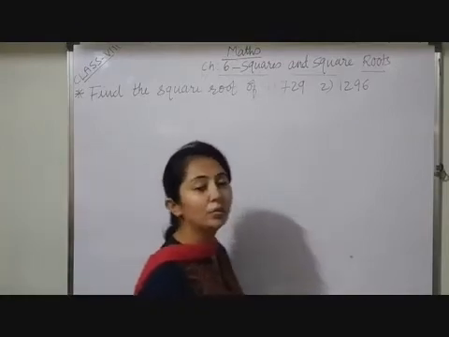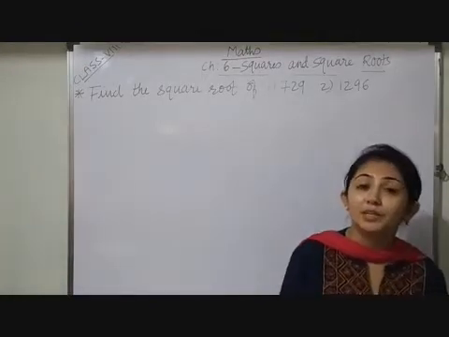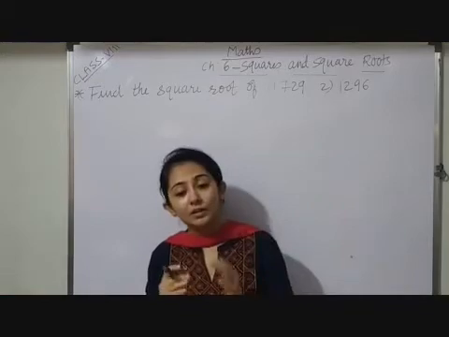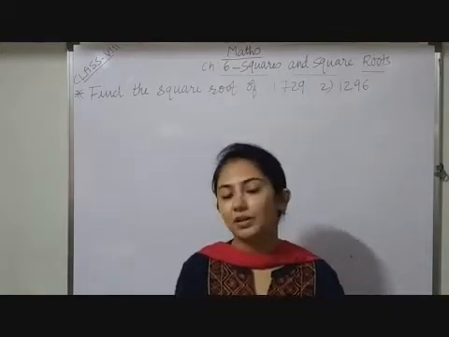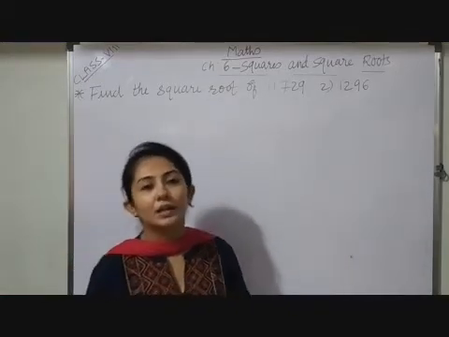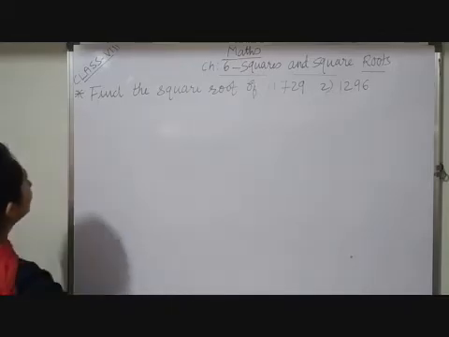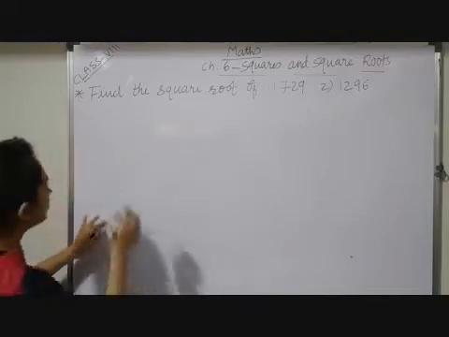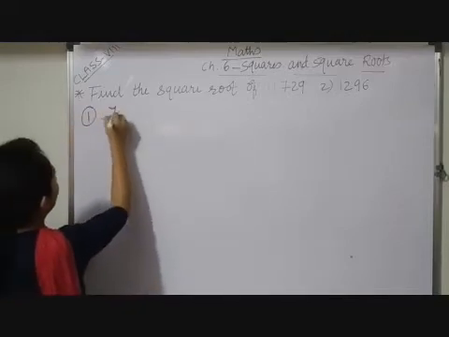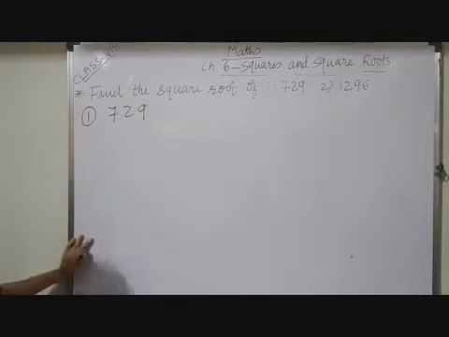We will discuss how to find the square root of given numbers using the long division method. The prime factorization method is very well understood by you. Now I am going to teach you another method, that is the long division method. To use it, first of all, I want to find the root of 729.